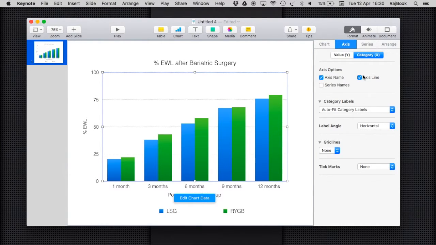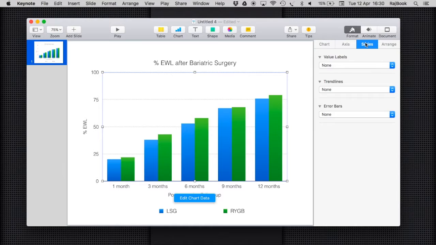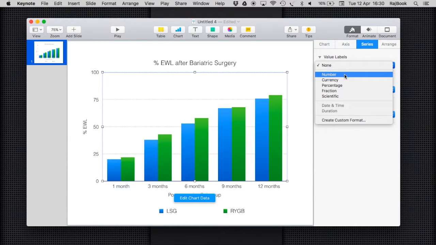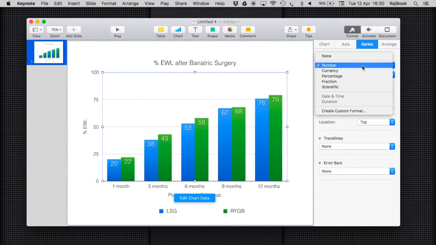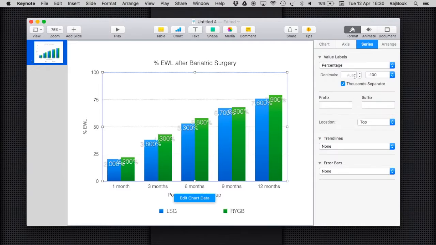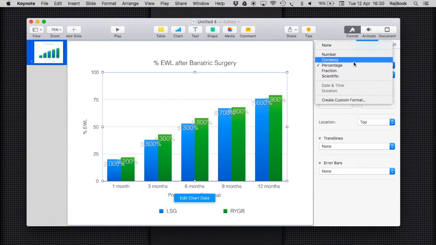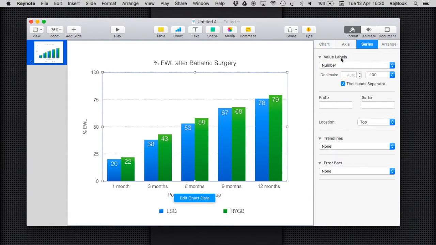So then go to the series, and of course you number them to have a clear idea about the percentage. So there can be so many value labels: number, currency, percentage, fraction, whatever you want. If you add percentage, it will be in percentage, but again you want a number here, so I go with the numbers. Once you do that, you should arrange things whichever way you want.